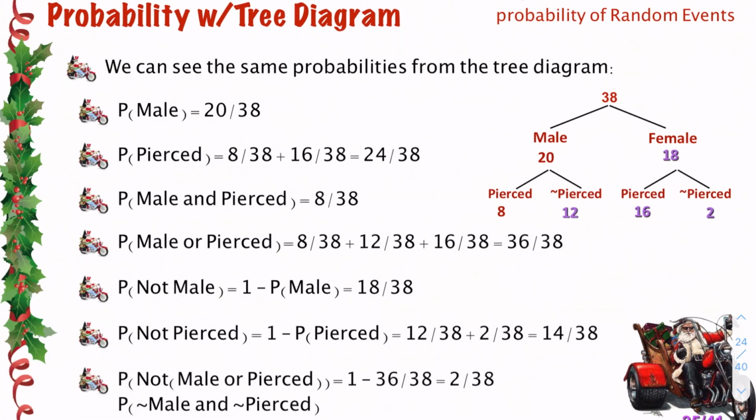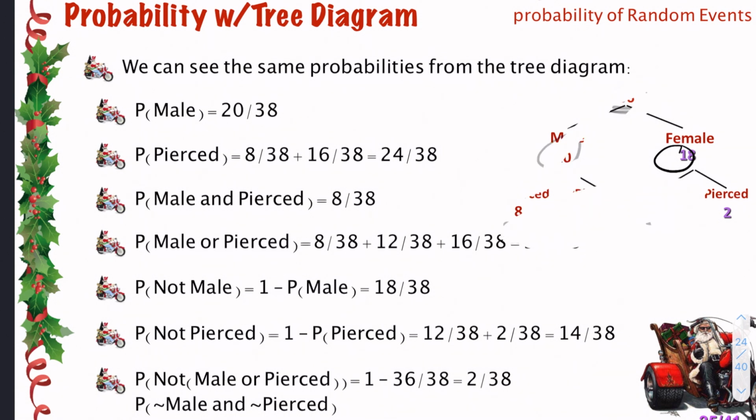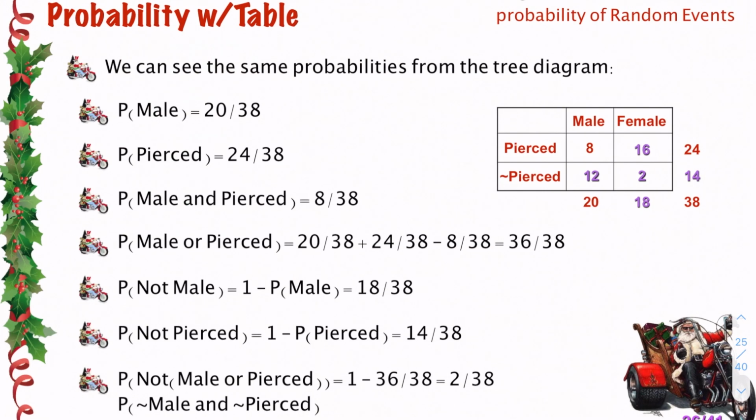We can see the same probabilities from the tree diagram. So what's the probability of picking a male? It would be 20 out of 38. What's the probability of pierced? Would be 8 plus 16 out of 38. What's the probability of being not male? Well, that means female, which would be 18 out of 38. So whichever way you choose to visualize, you're going to get the exact same answers to these questions.